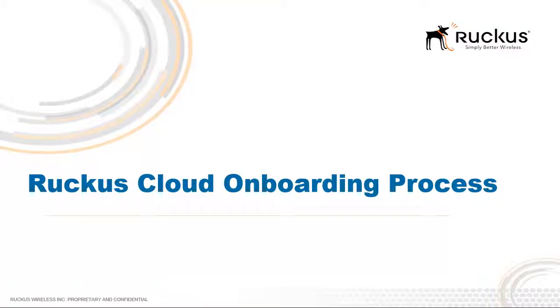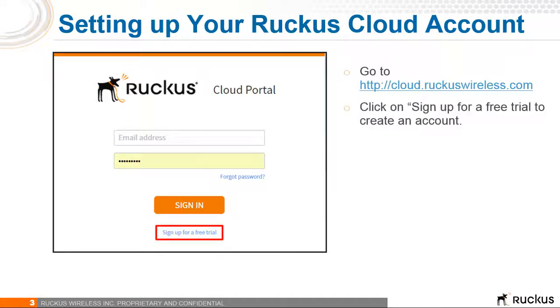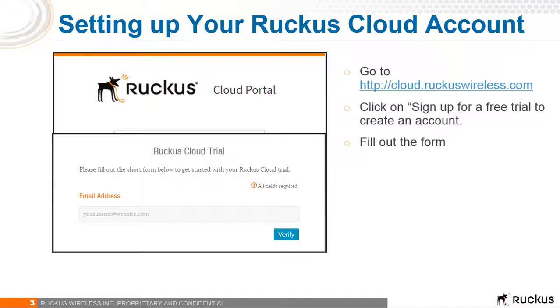This video describes the Ruckus Cloud onboarding process to get you up and running with your first Ruckus Cloud account. To get your Ruckus Cloud account, your first step is to go to cloud.ruckuswireless.com and click on the text Sign up for the free trial to create an account that will start your free trial period. This will bring up a page for you to enter your email.